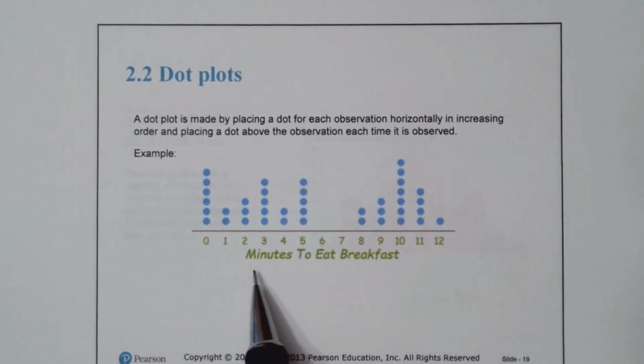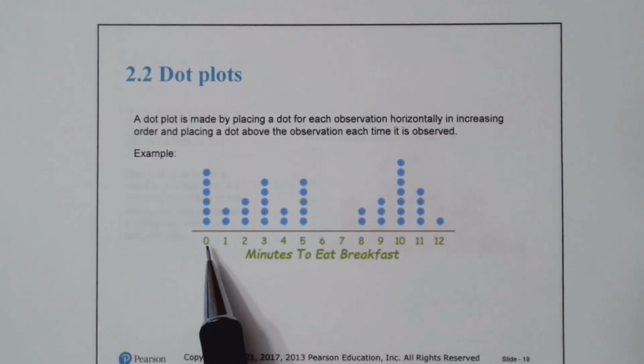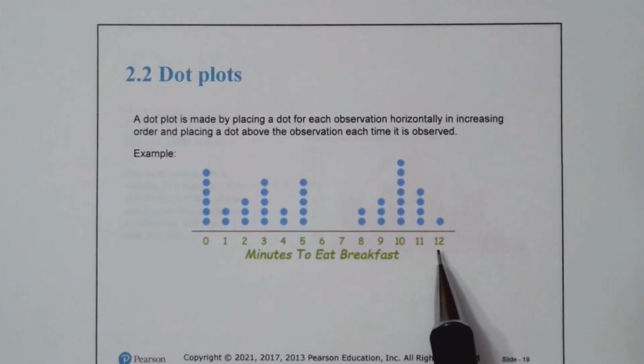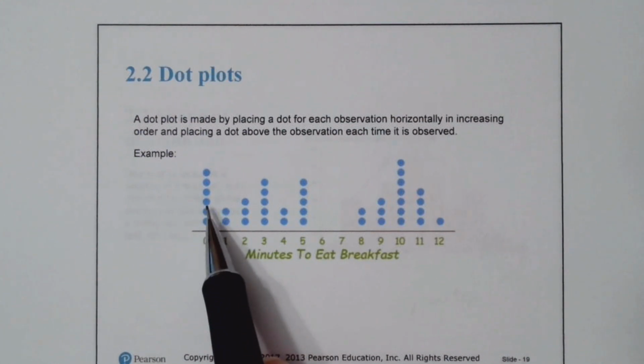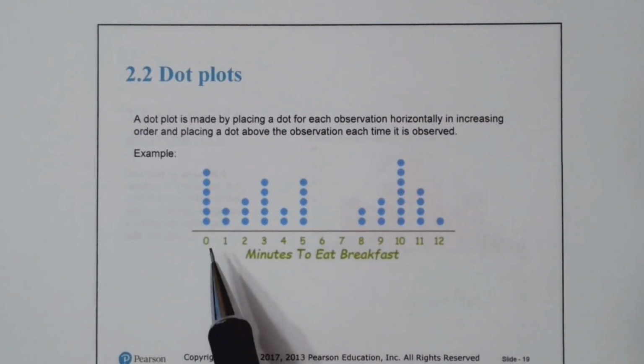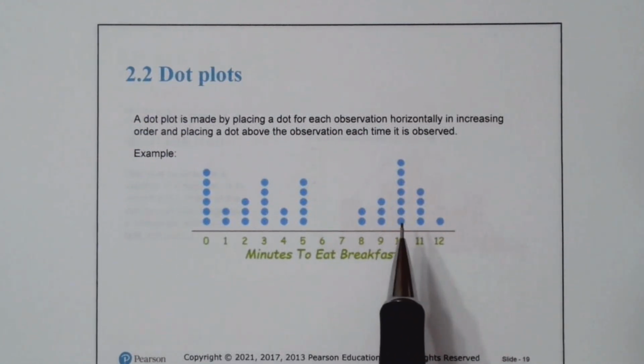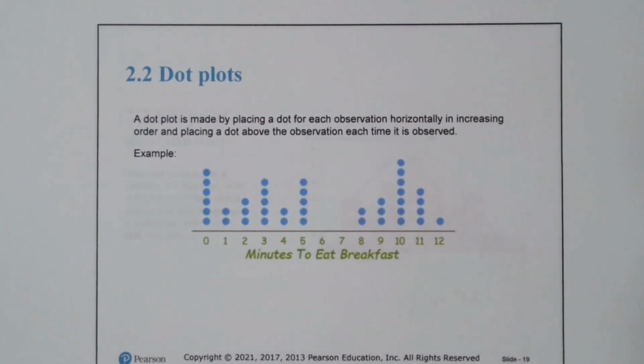So here you can see these are minutes to eat breakfast ranging from 0 minutes to 12 minutes. So some people didn't have breakfast. There's 1, 2, 3, 4, 5, 6. So we have 6 observations of 0. You could count up all your dots and that would tell you the total number of people that you observed. And it's just another way to make a picture of your data.